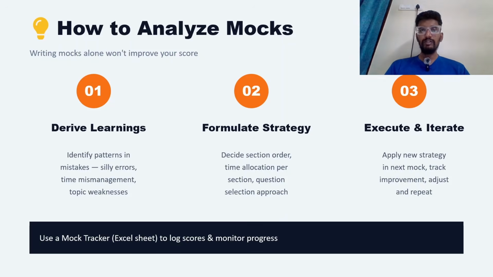If you are able to do this again and again, you are going to be a different person as compared to normal people. I strongly recommend you guys, you should make a tracker in Excel. You should track your date, score, section wise score, mistakes, and the learnings that you had. This habit will help you improve.